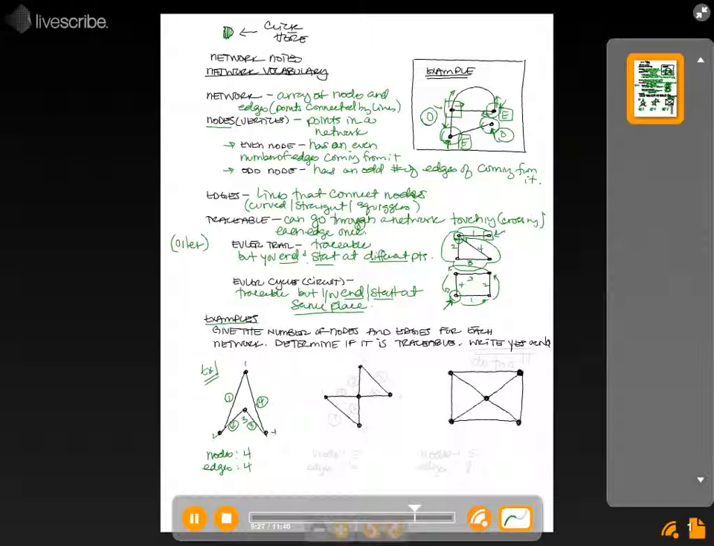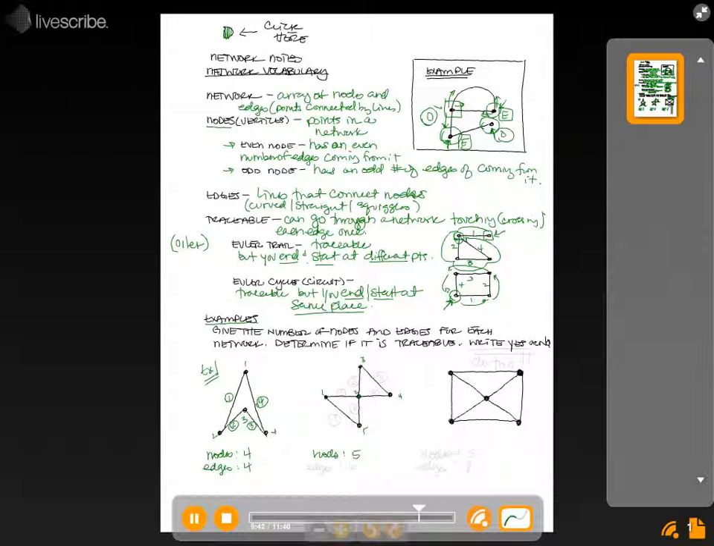Okay, nodes, remember, are the points. Edges are the lines. Second one here is a little tricky. Okay, there is a node here in the middle. So let's start with nodes. There are 5 nodes in this picture. 1, 2, 3, 4, 5.